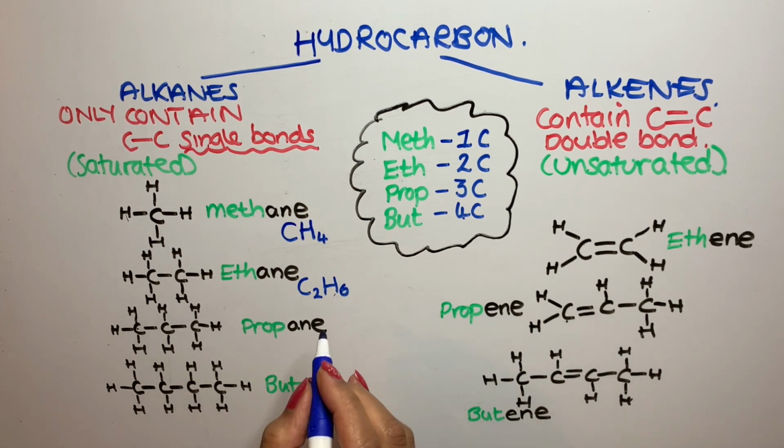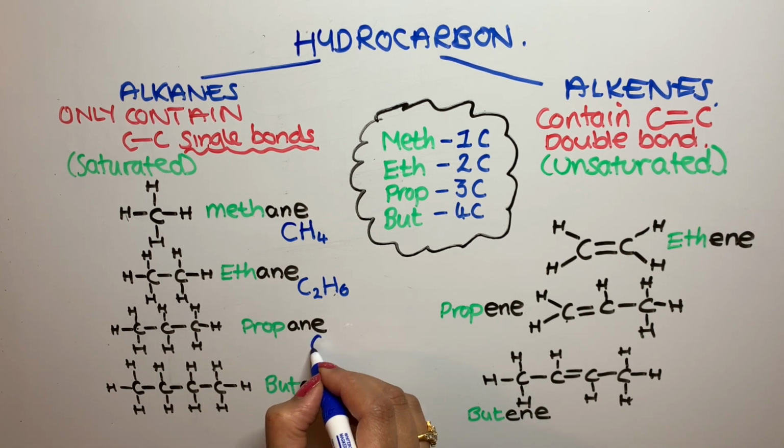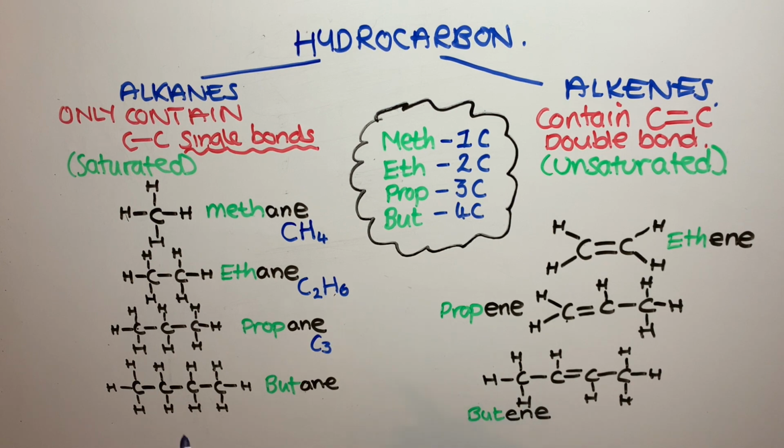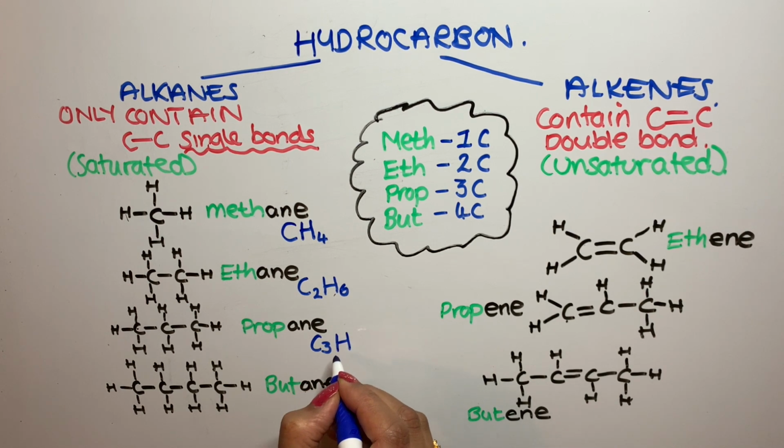For my propane, I have 3 carbon atoms, so C3. And for every carbon atom, I have a hydrogen above, hydrogen below, so that's twice as many. So that's going to be 6 plus my 2 on the end. So that would be C3 and then H8. And then for my butane, exactly the same.